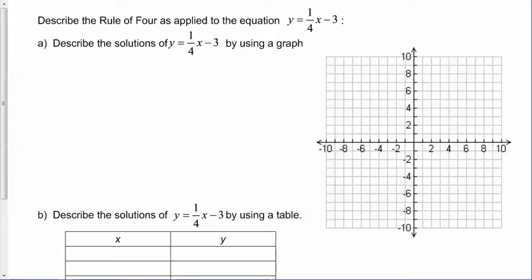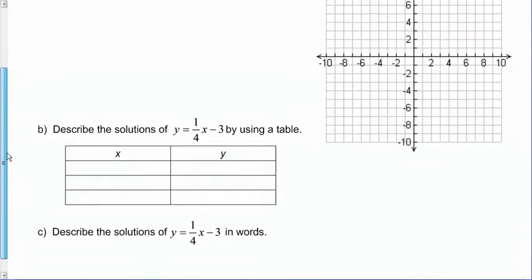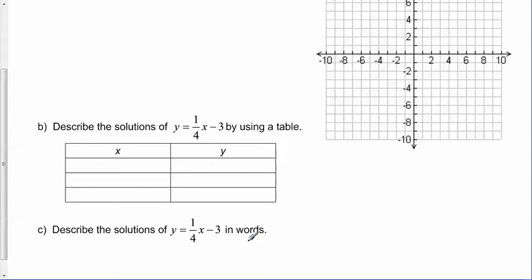Describe the rule of 4 as applied to the equation y equals 1/4 x minus 3. So let's think about what the rule of 4 is. The rule of 4 tells us that we can describe solutions in a number of different ways. We can describe them as an equation, in a graph, in a table, and we can also, if we scroll down here, see that we're going to be describing solutions in words.